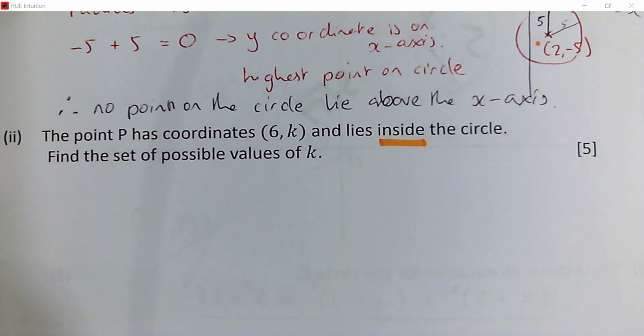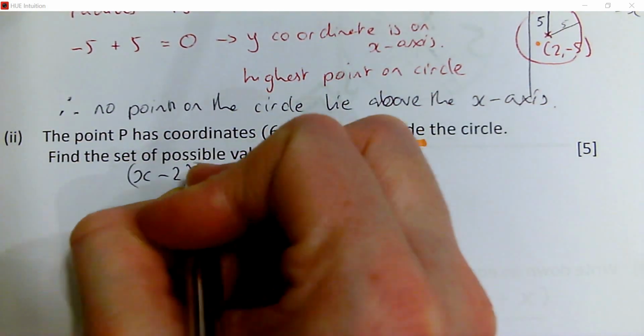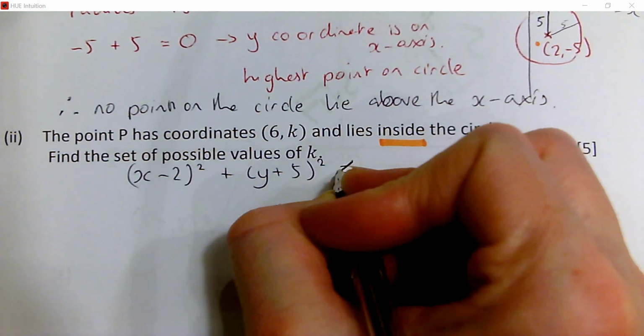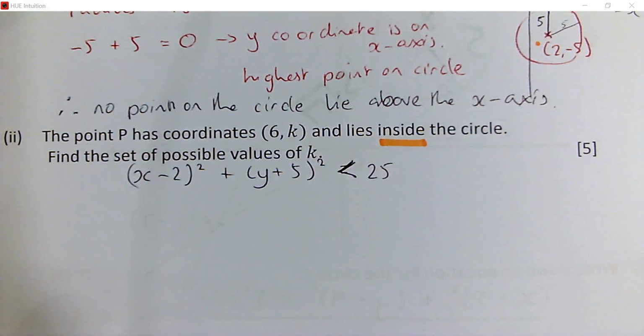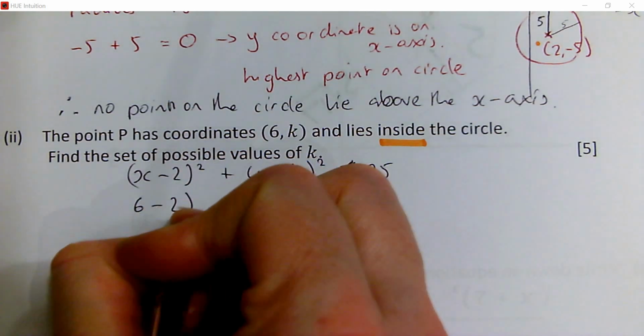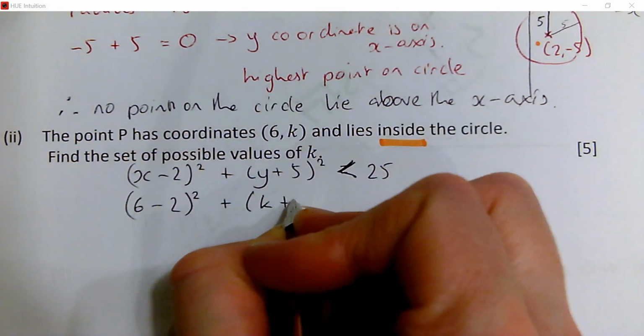So we've got, our equation was x minus 2 squared plus y plus 5 squared is, and we want to put less than 25. So let's substitute 6 instead of x and k instead of y.